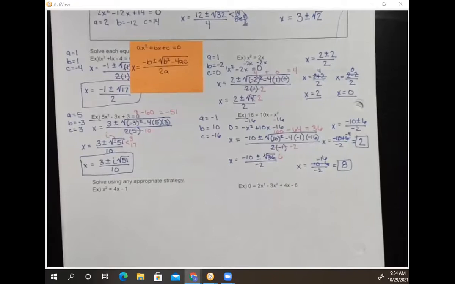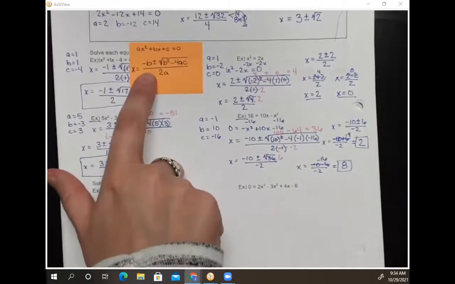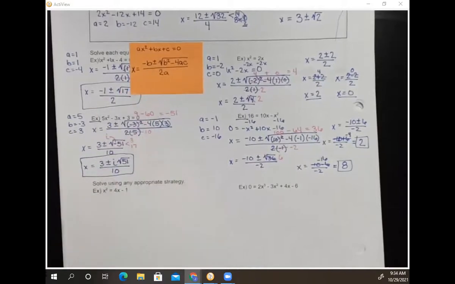Okay, that's quadratic formula. I need standard form. It has to be a quadratic equation. If I've got an x cubed, you can't use quadratic formula. So standard form in a quadratic equation, I identify my a, b, and c and plug it in here. The bulk of the work again is that simplifying.